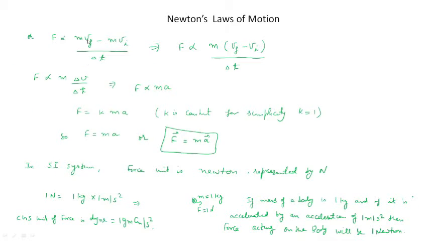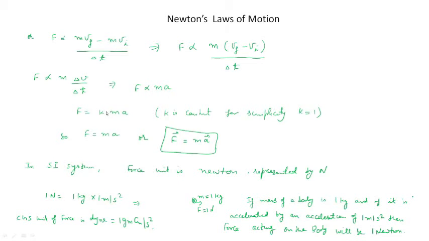As P is equal to mv, so we can write F is proportional to mvf minus mvi upon delta T. We can take m common here, so F will be proportional to m in bracket vf minus vi upon delta T. Vf minus vi is change in velocity of the body, so we will write F is proportional to m delta v upon delta T.